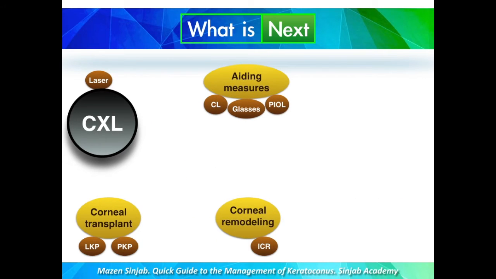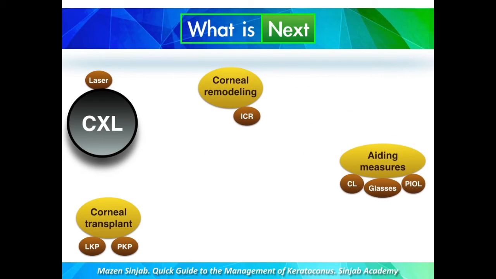Now coming to laser vision correction. Of course, laser vision correction in ectatic corneal diseases is always accompanied by corneal cross-linking. So, can we do aiding measures after laser vision correction? Yes, we can go for contact lens fitting, we can go for glasses, and we can go for phakic IOL.